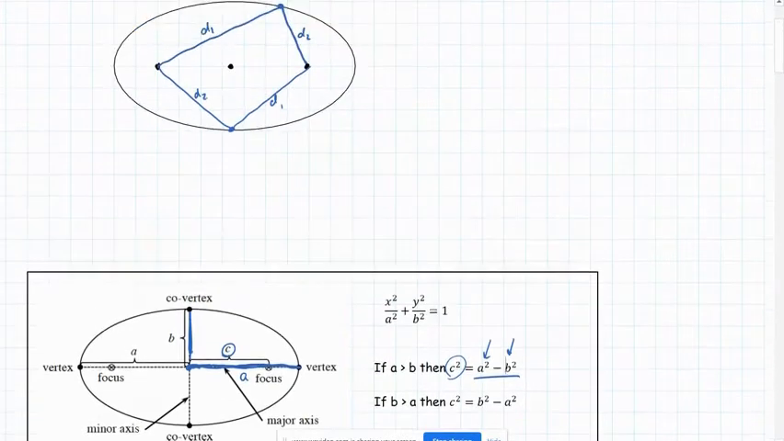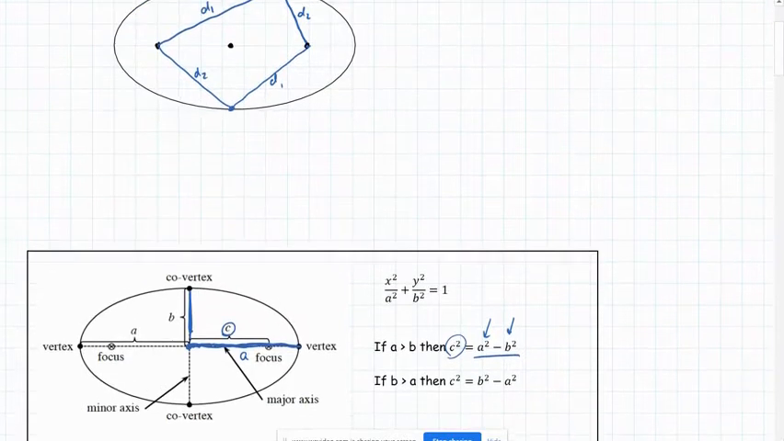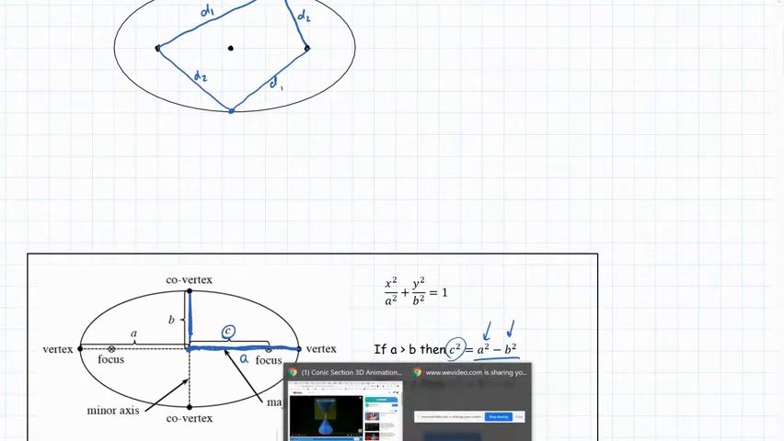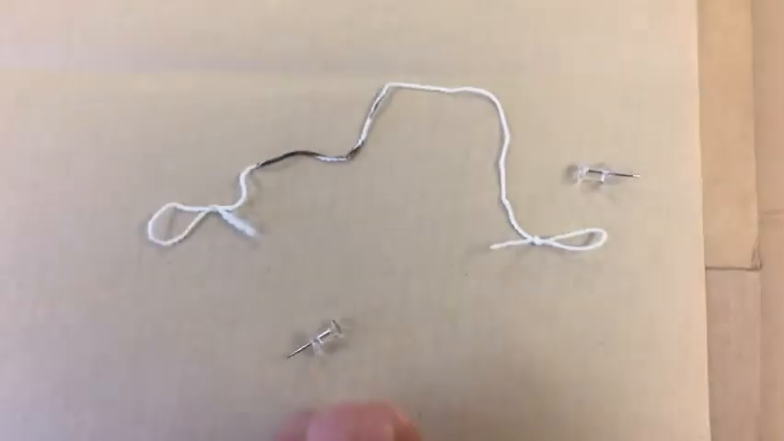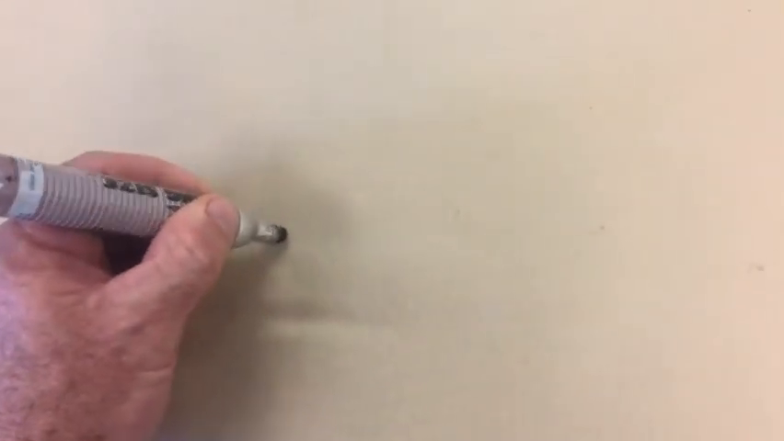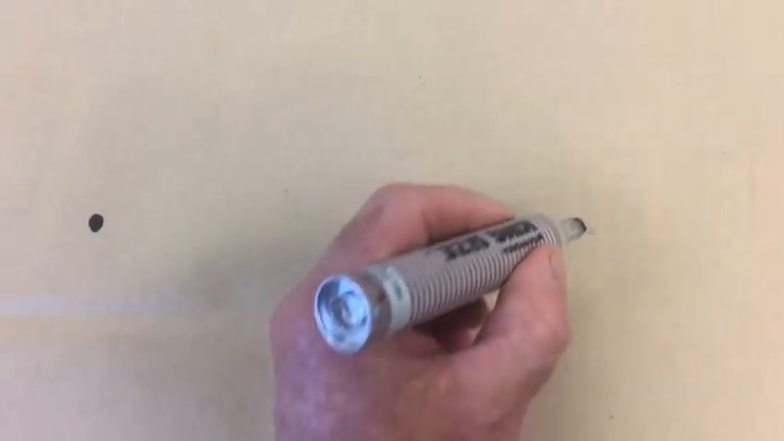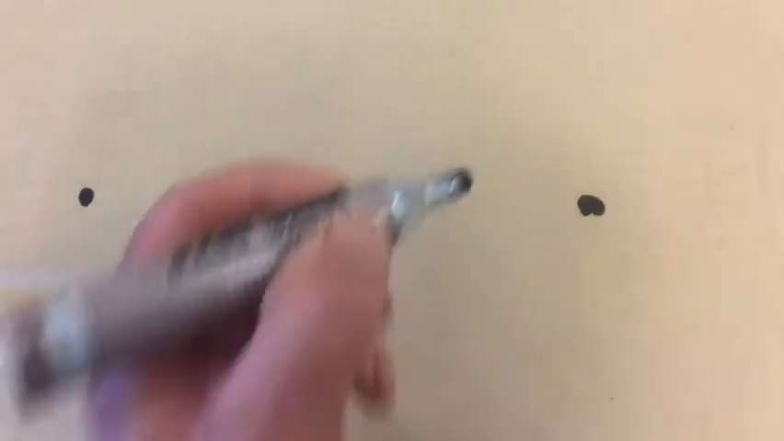And back to this definition up here, I've got a quick demonstration to show how the ellipse is created. So I'll go ahead and show you that video. So what I have here is a piece of string with two loops in the end and a couple of tacks. So let's imagine we wanted to draw an ellipse that has focal points here and here.